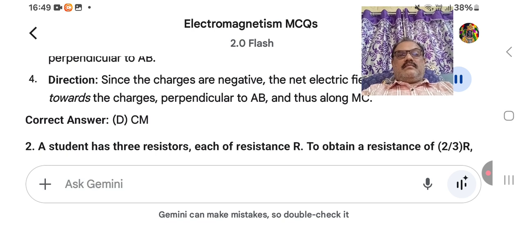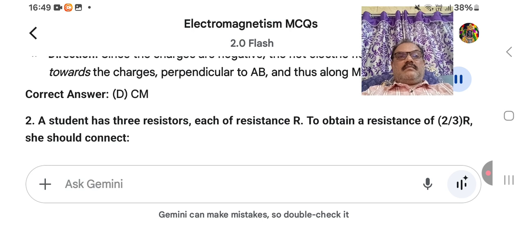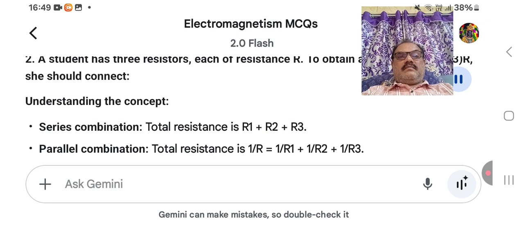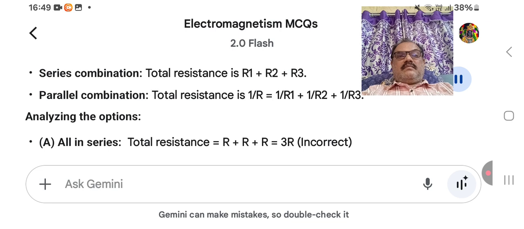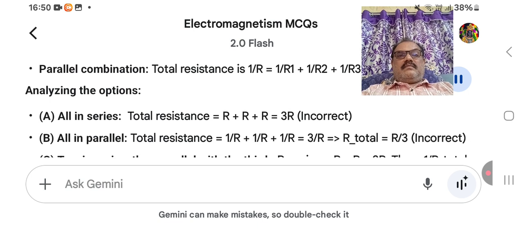2. A student has 3 resistors, each of resistance R. To obtain a resistance of 2/3 R, she should connect. Understanding the concept. Series combination: total resistance is R1 plus R2 plus R3. Parallel combination: 1/R equals 1/R1 plus 1/R2 plus 1/R3. Analyzing the options. A. All in series. Total resistance equals R plus R plus R equals 3R. Incorrect.